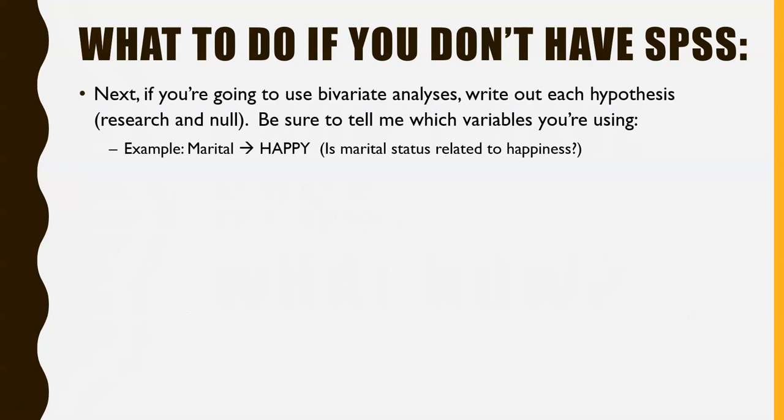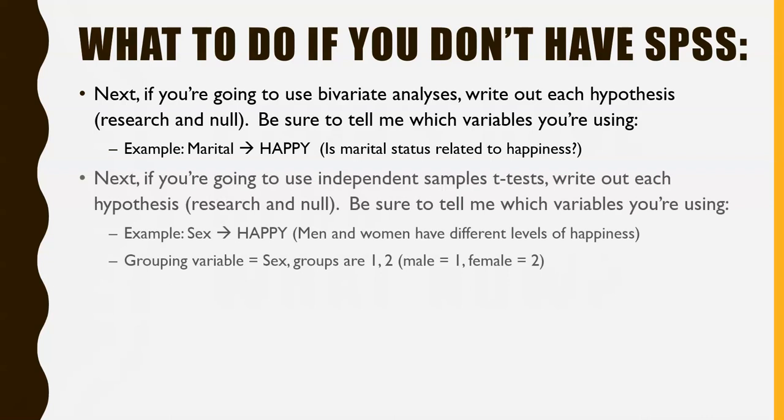Then next, you need to tell me which type of inferential statistics you want to use. So if you're going to use bivariate analyses, I want you to go ahead and write out your hypotheses and then tell me which variables you're using. So for example, marital as the independent variable, happy as the dependent variable here, because I'm looking to see is marital status related to happiness. So I will run those exactly how you tell me to. If I believe that you've done it wrong, I'll give you feedback on that, and then I'll send you those tables and you can interpret the findings.